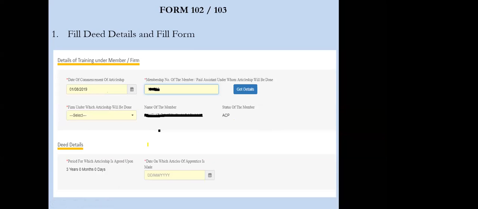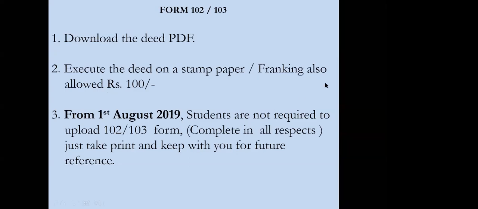Once you are filing the 102 form from the year, you have to download the PDF file and execute the stamp paper or franking of 100 rupees. Right now, as per the RBI rule, some changes have been made by the bank. So they are not franking the 100 rupees, they are franking a minimum of 300 rupees. So I request the students, if they are also taking the e-stamp paper of 100 rupees, it will also be allowed. From the 1st August 2019, students are not required to upload any 102 or 103 form in the SSP portal. They just have to take a printout of the form for future reference, because it is a contract between the principal and articles.